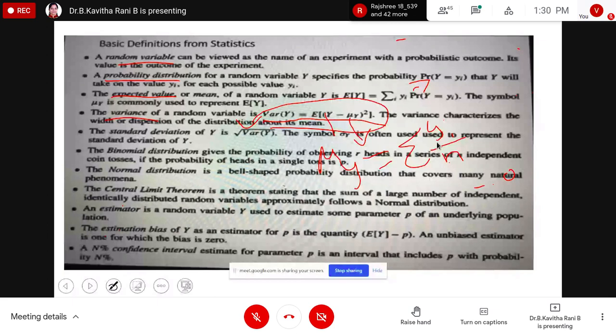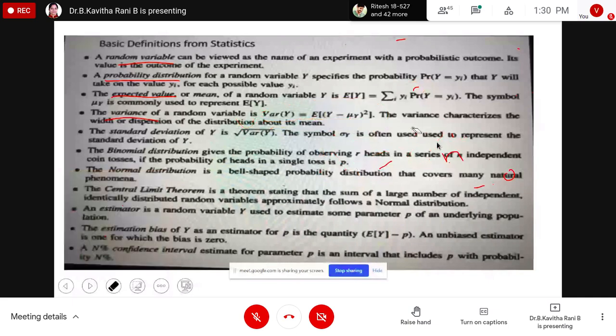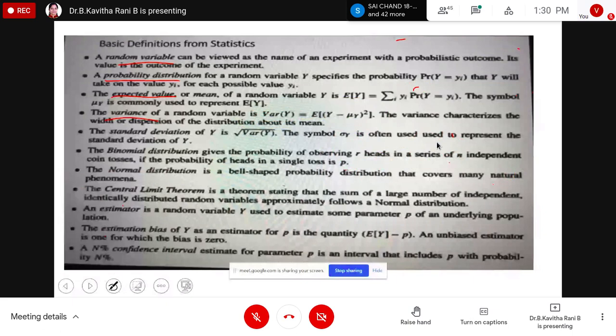So next term is standard deviation. The standard deviation of y is the square root of the variance of y. The symbol standard deviation sigma y is often used to represent the standard deviation of y here.